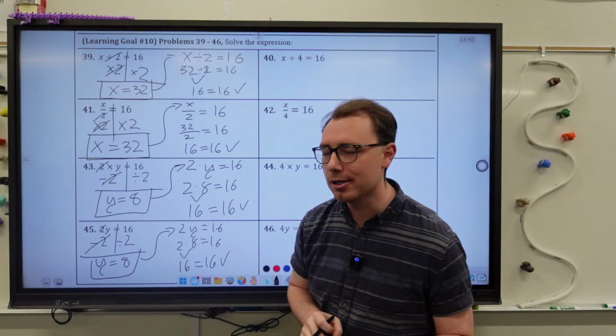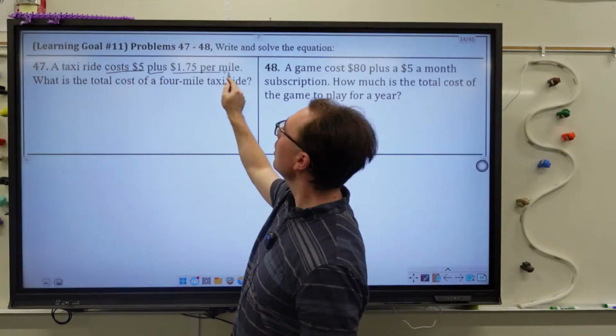Where in learning goal 11, we want to write out this sentence and then solve for it. For this sentence here, a taxi cab cost $5 plus $1.75 per mile. And it's this per part here that I want to try and hark on in a second. What is the total cost of a 4-mile taxi ride? For this equation here, what we could write is that y is going to be the total for the whole taxi ride. We have no idea what that's going to be.